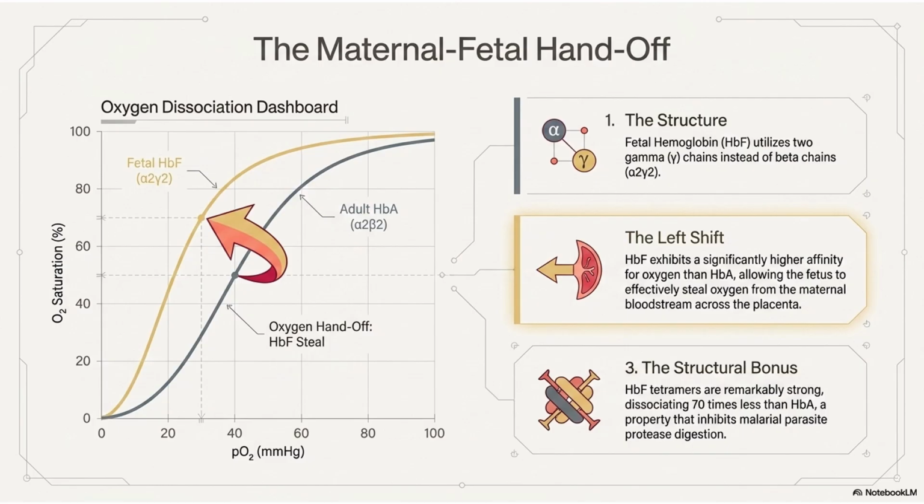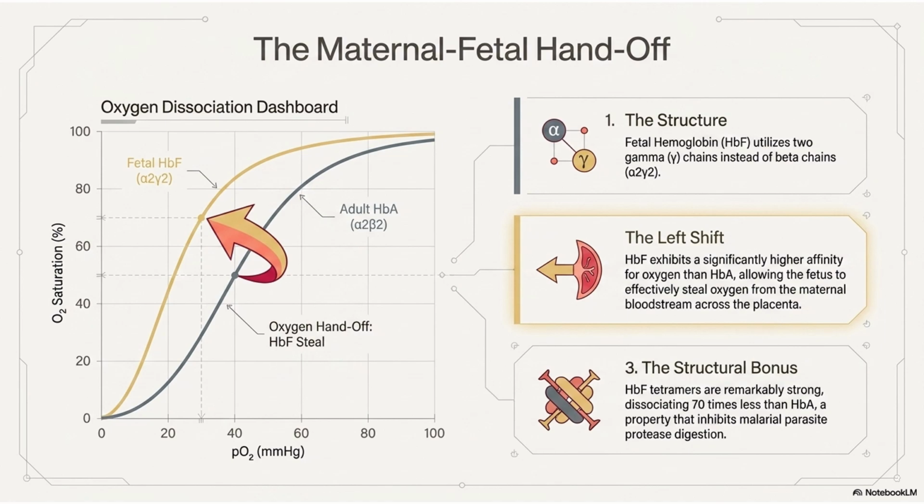The answer lies in fetal hemoglobin, or HbF. Notice the oxygen dissociation curves on this slide. The curve for fetal hemoglobin is shifted to the left compared with adult hemoglobin. A left shift means one thing. Fetal hemoglobin has a higher affinity for oxygen. In other words, HbF holds on to oxygen more tightly than adult HbA. As maternal blood flows through the placenta, oxygen naturally moves from maternal HbA onto fetal HbF.